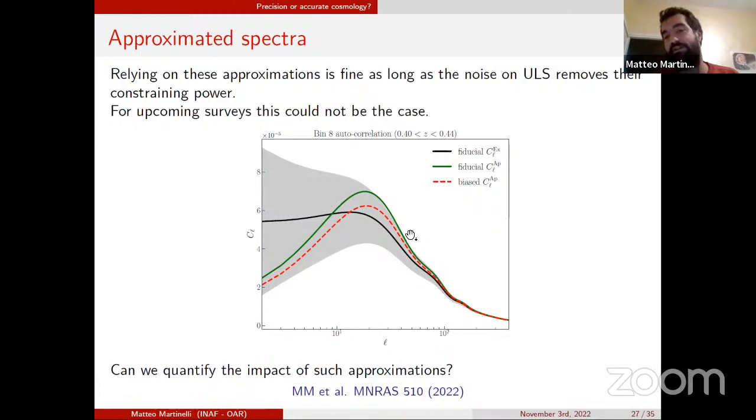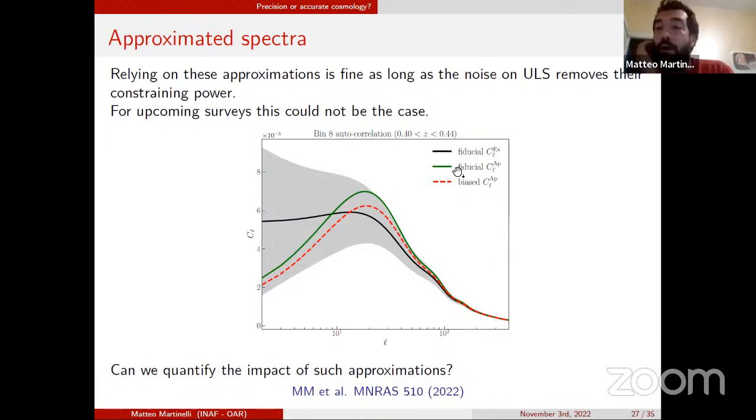When you go at high enough L, so at small scales, these are within the error bars for most of the experiments. When you are at low L, so large scales, this might not be the case. The gray area that you see here is the SKA observatory expected noise on this kind of survey. And you see that we already are at the limit where these actually are relevant, the difference between the red and black.